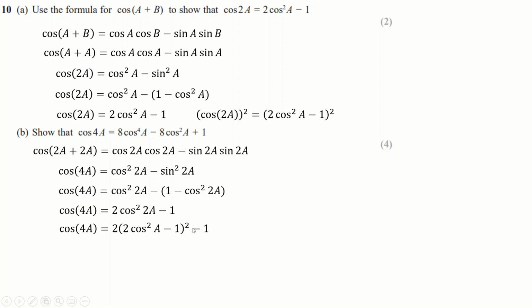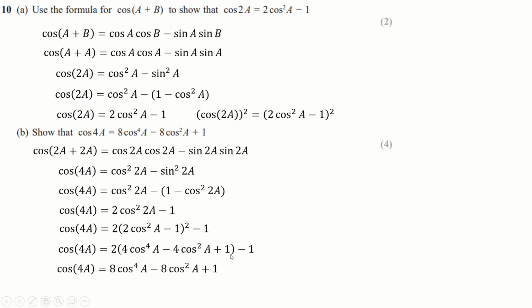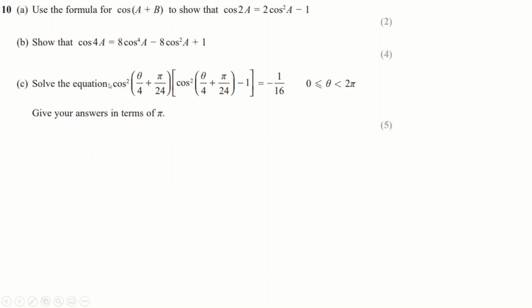Now here I'm going to have to expand brackets properly, so this becomes 4 cos to the 4a minus 2 cos squared a minus another 2 cos squared a plus 1, which makes this, and then of course expand out the brackets and simplify this up, and you get that there. Good. Part A and B I've left there just because it's helpful.